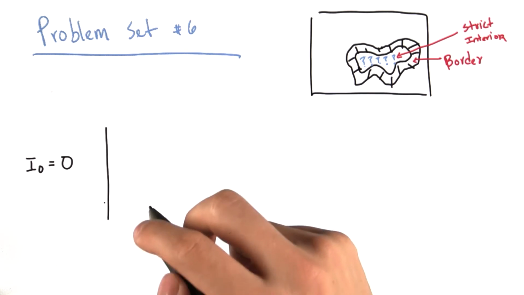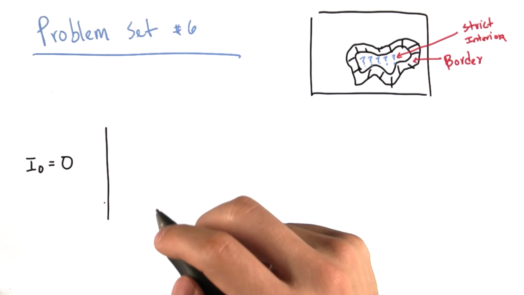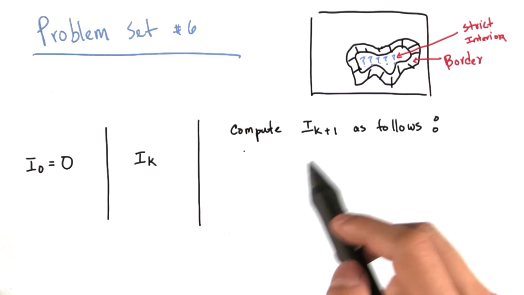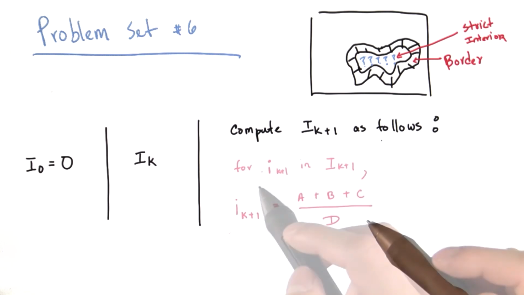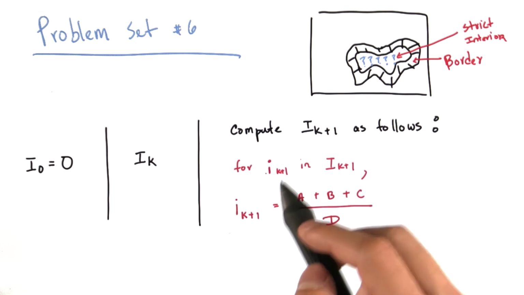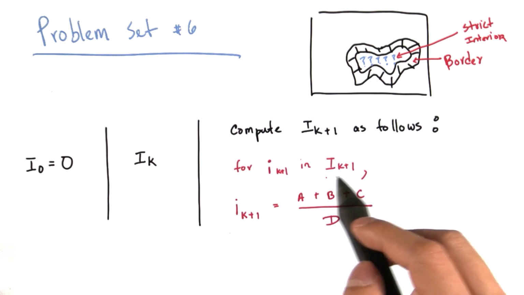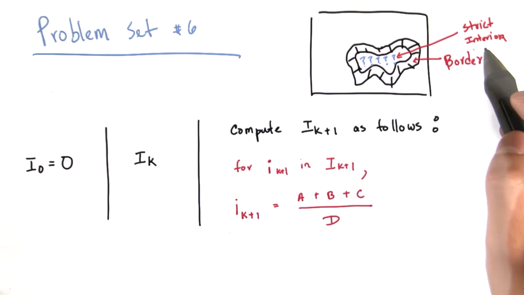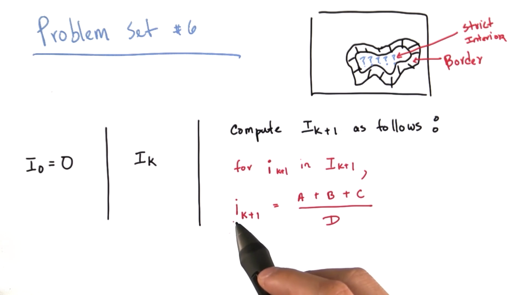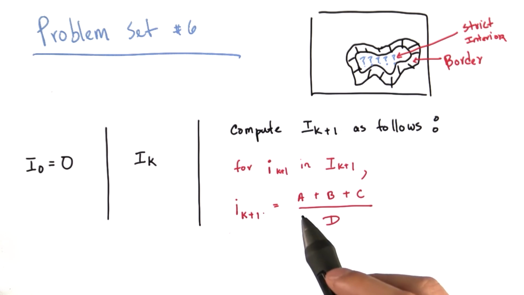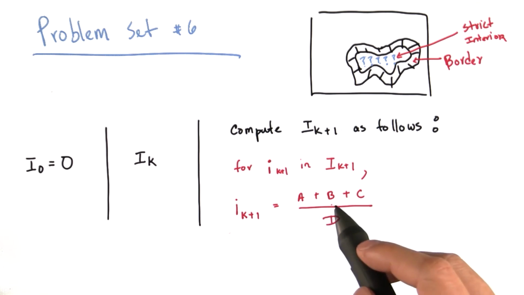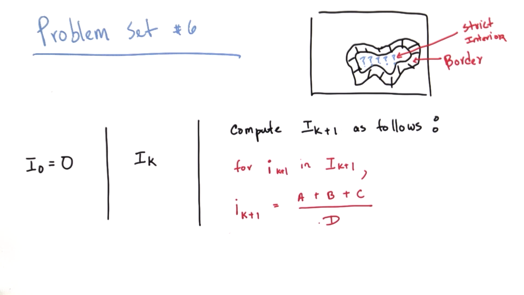Now suppose we are given a guess solution Ik to our problem. We can compute a better guess Ik+1 as follows. For some pixel small i of k+1 in big Ik+1 in the strict interior region of the mask, we can compute the value of small i of k+1 as (A + B + C) divided by D. And let's go through each of A and B and C and D one at a time.